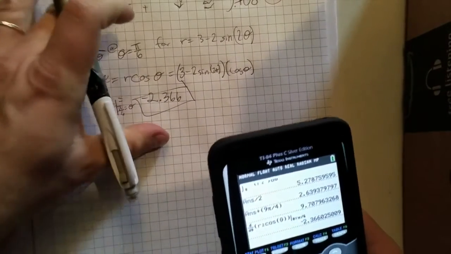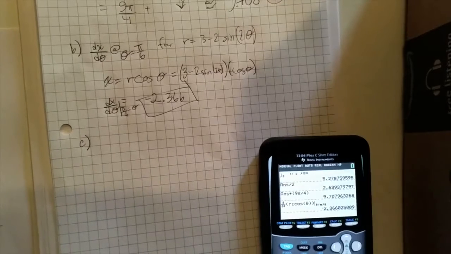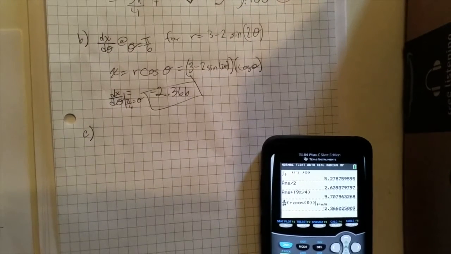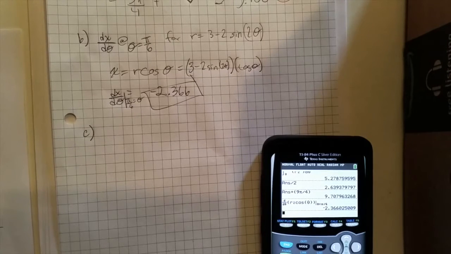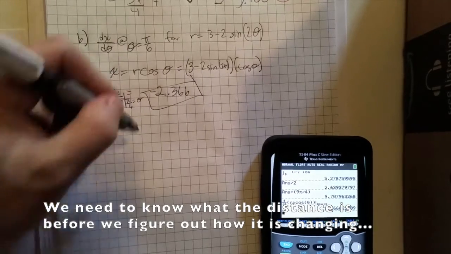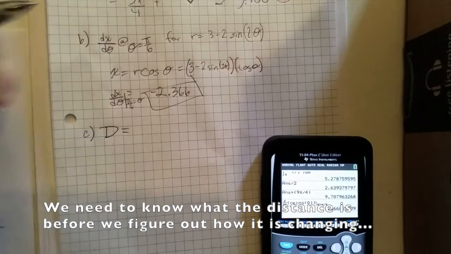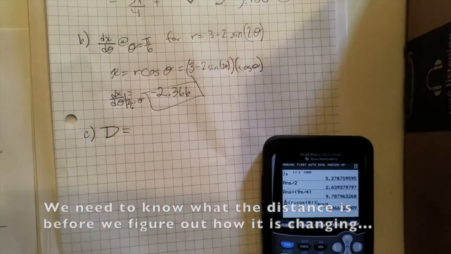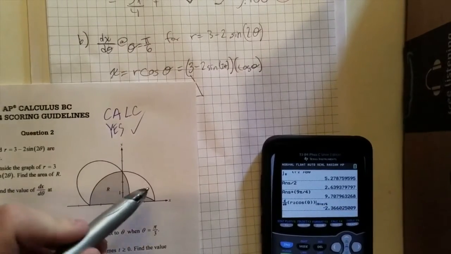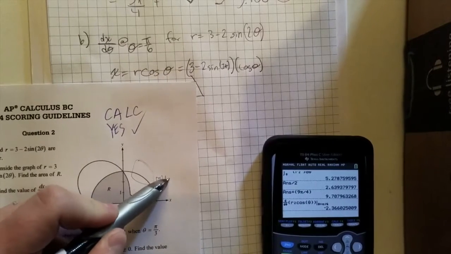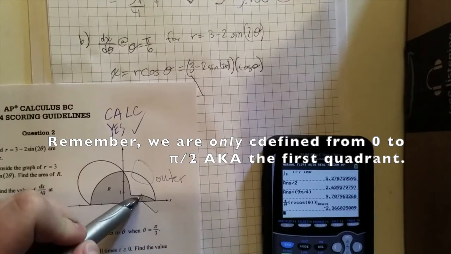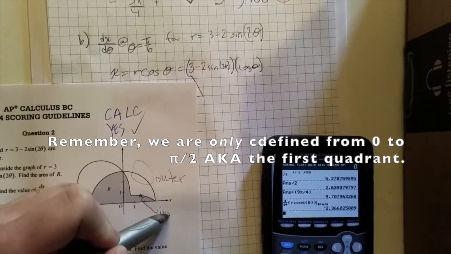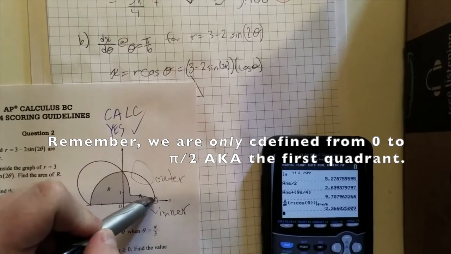All right, for C, we're asked to find the distance between the two curves. Theta changes from 0 to pi over 2. Find the rate at which the distance between the two curves is changing with respect to theta when theta equals pi over 3. So the distance is represented by the outer curve minus the inner curve. Our outer curve in this case is the circle, and our inner curve in this case is that curvy thing for 0 to pi over 2.